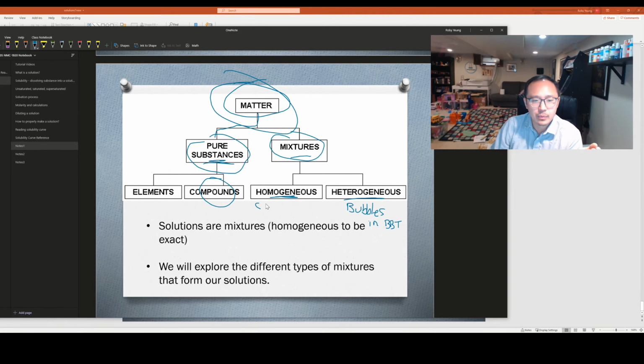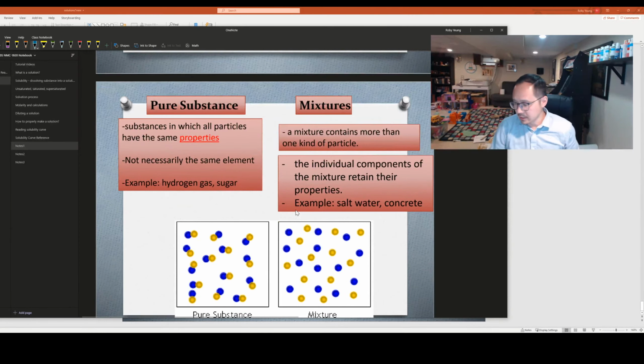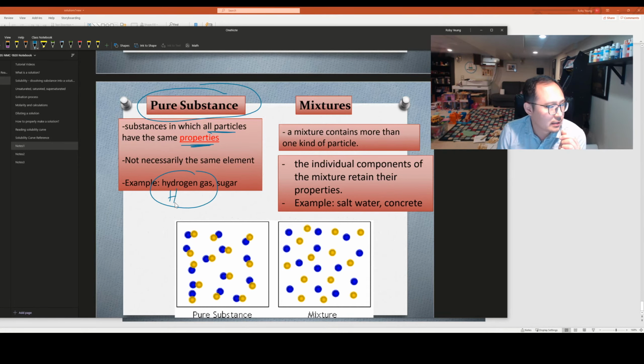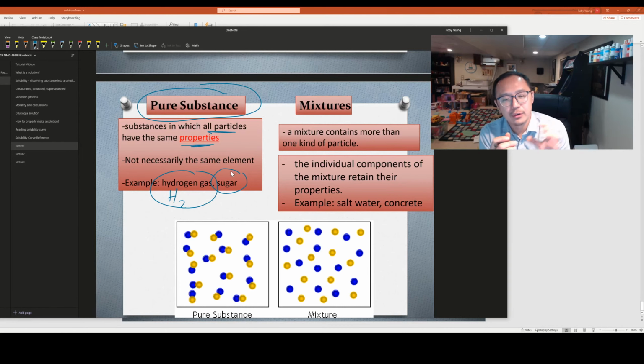So we're gonna look into this a little bit more deeply. Can't separate. Let me just finish writing this with a mouse. Can't separate. So if we were to look at the differences between the two, pure substances really are where all the particles have the same properties. So they can be like hydrogen gas, right? Hydrogen gas is H2, and then sugar is just like sugar, right? If you were to take a cube and then grind it, those ground-up granules of sugar will still taste sweet. It still has the same properties as your cube, right?